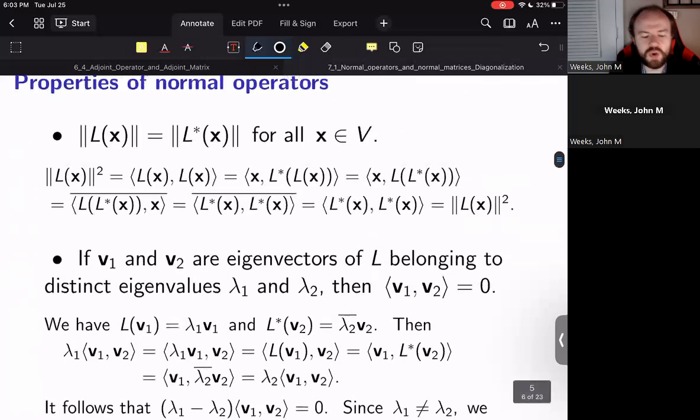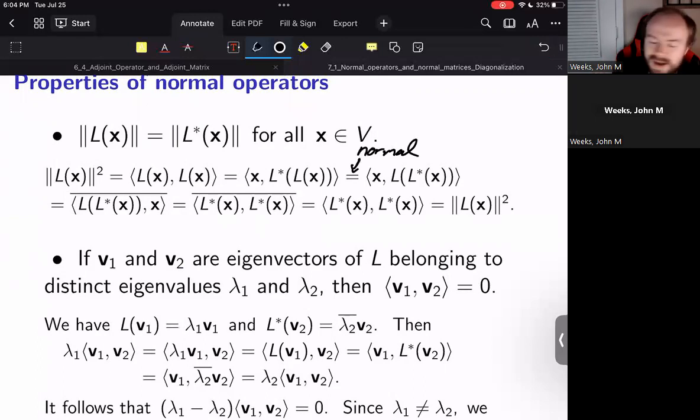But let's start here with the norm of L of x equaling the norm of L star of x. To do this, we're going to go through and just do a little inner product argument. Now remember that the length of L of x squared, the norm of the function L of x, is the same thing as the inner product of L of x with itself. We can, of course, bring the L over to the second argument at the cost of gaining a star, but now we have L star L, which can be transferred over to become L L star thanks to the fact of this being normal. L star L is the same as L L star.